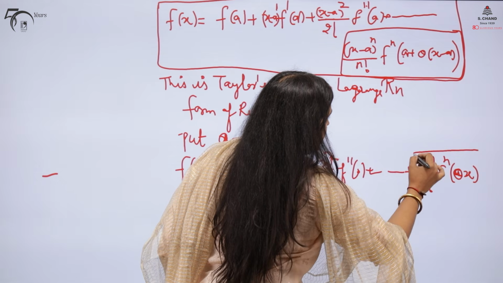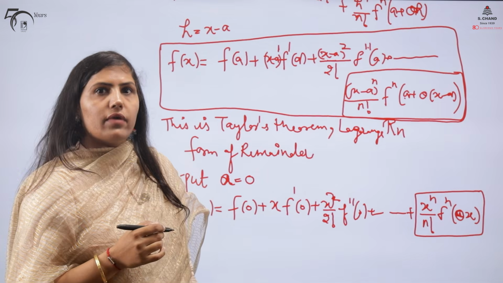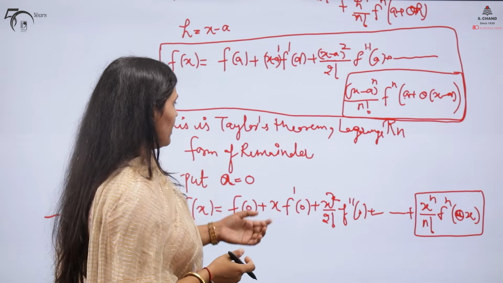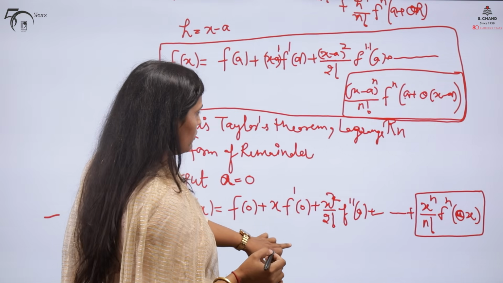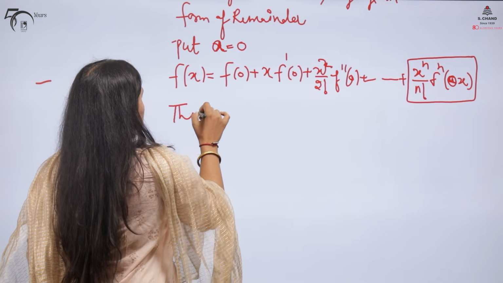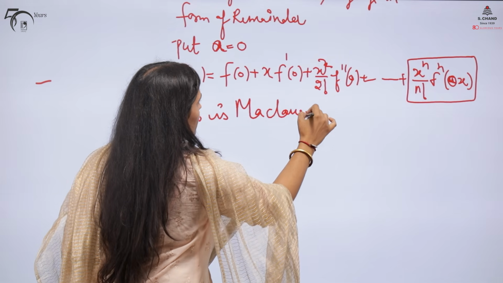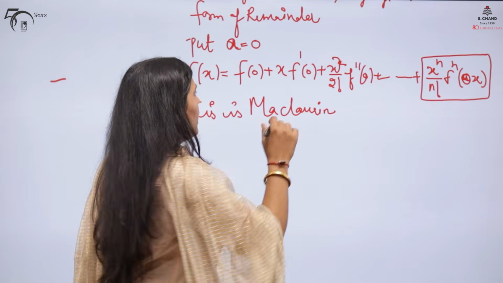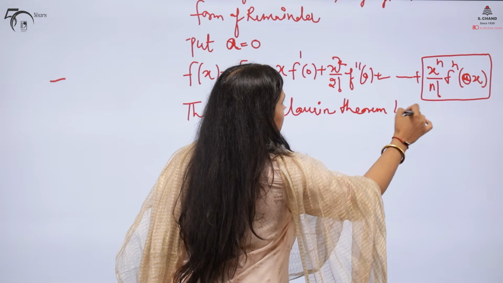This form you will be remembering, because using this form we will evaluate or approximate the function. How come? We will understand through illustrations. Now why have I put 0? This form is Maclaurin's theorem, because whenever you put the point 0, that is Maclaurin's theorem, and the remainder form is the same. So Maclaurin's theorem with Lagrange form of remainder.